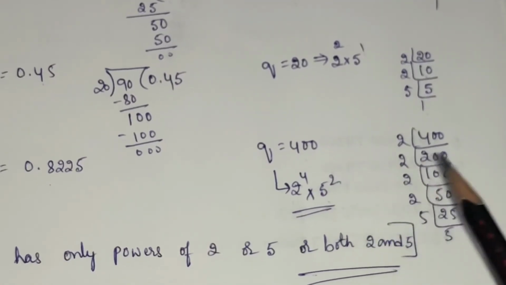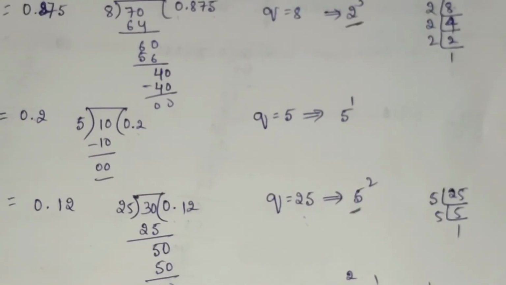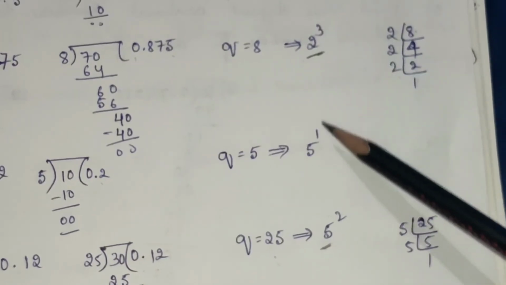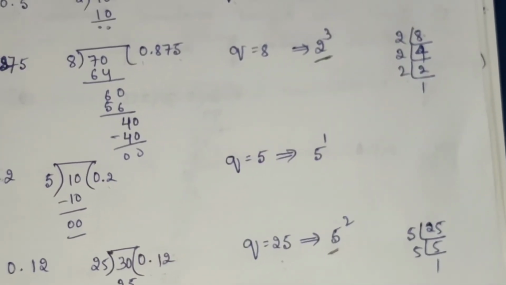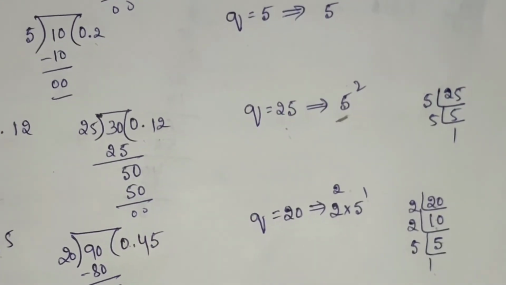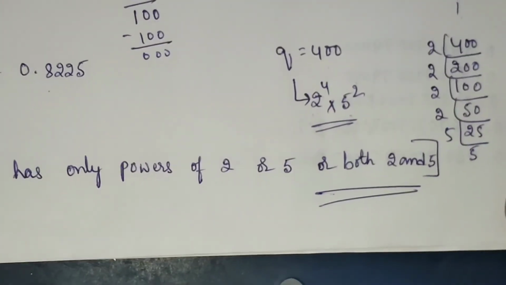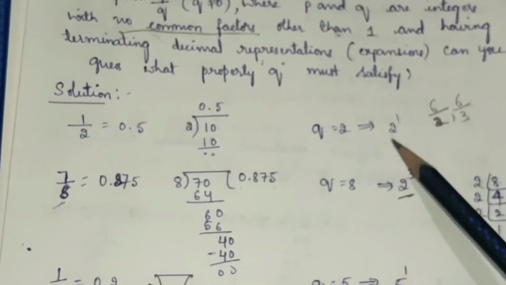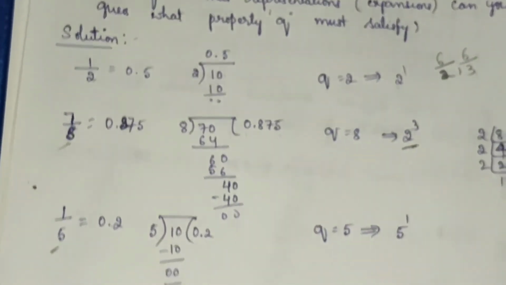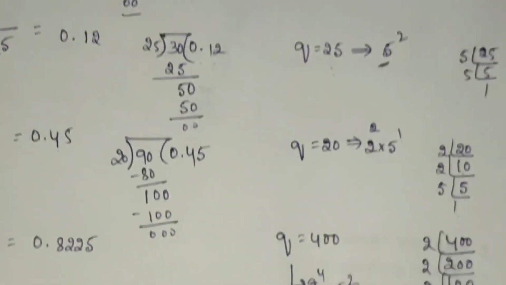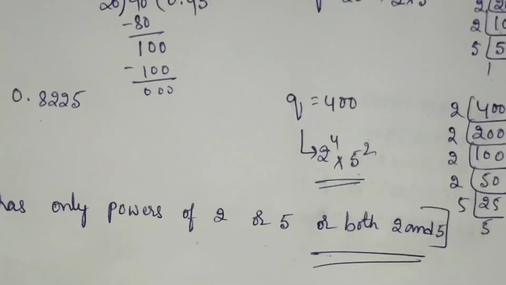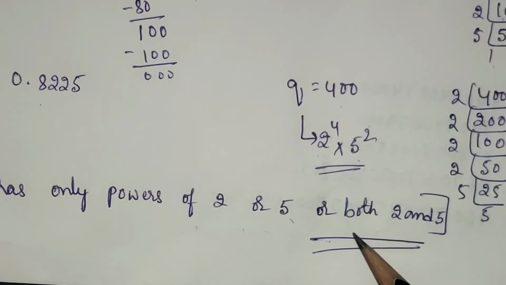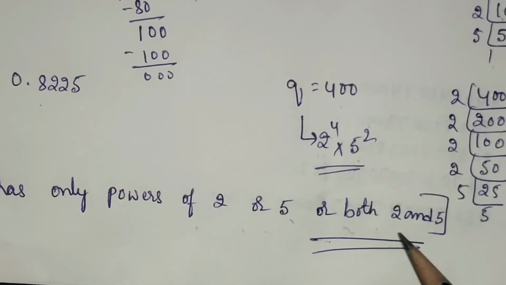When you look at all these, all q, it is either the power of 2 or the power of 5. Sometimes it is a combination of 2 and 5. So you can conclude, they have asked the question, what property the q must satisfy? If you observe all these, you will come across the common property, that is, the q is always the power of 2 or power of 5 or sometimes the power of both 2 and 5.